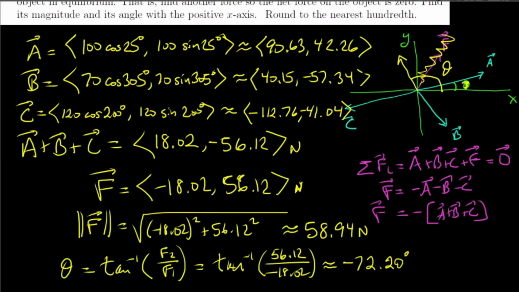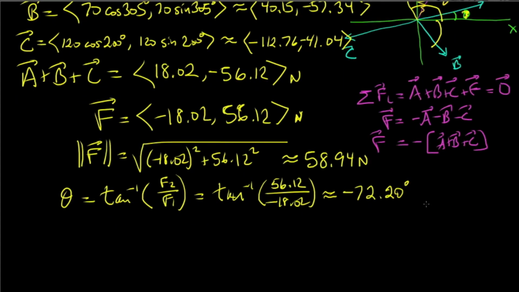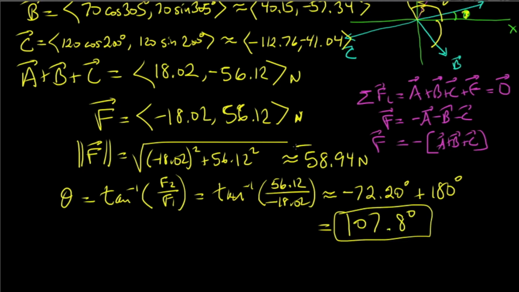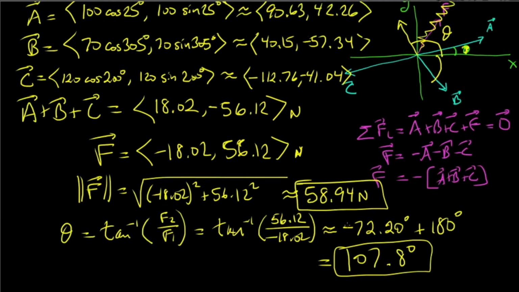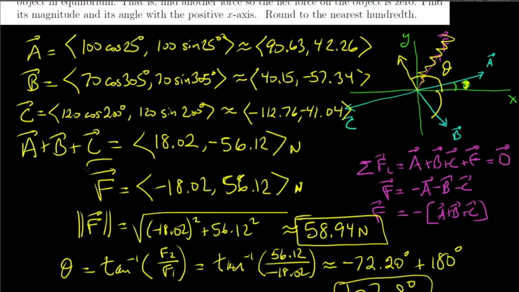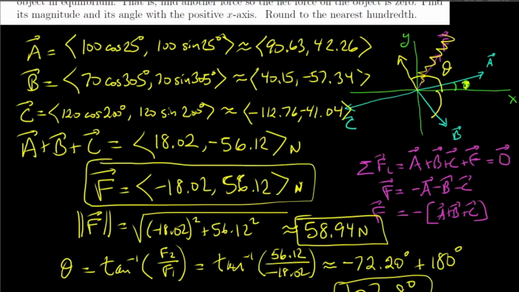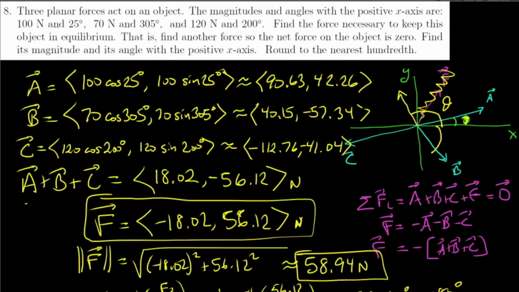Of course, just looking at the picture here, that can't be right. That looks more like the angle with B, although it's actually a little more than that. So yeah, you have to go halfway around. You have to add 180 degrees to this to get into quadrant 2. So it should be 107.8 degrees. Right. So there's the magnitude and there's the direction, and there's the vector in component form. So I think that answers the question for number 8.